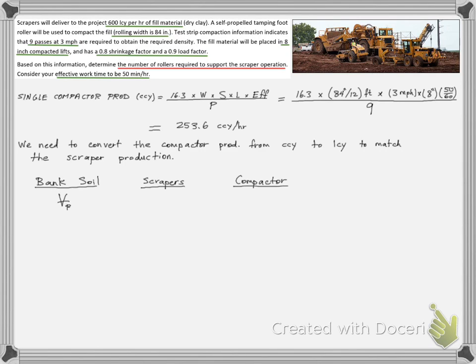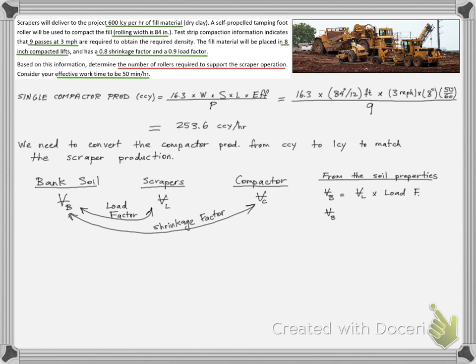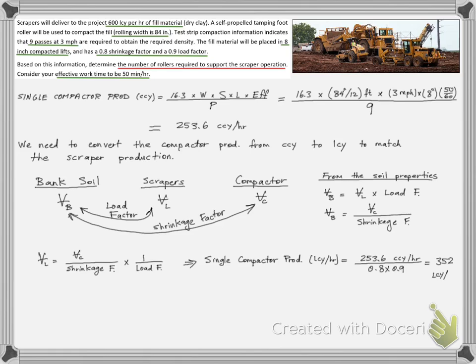From the early lessons of this course, we learned about how the load factor relates the bank volume to the loose volume, and how the shrinkage factor relates the bank volume to compacted volume. So we can relate directly the loose volume and compacted volume using this formula, which means that the productivity of a single compactor of 253.6 compacted cubic yards per hour requires hauling 352 loose cubic yards of soil per hour.